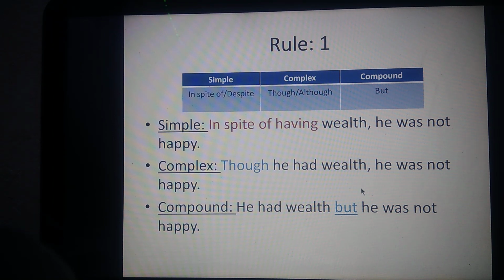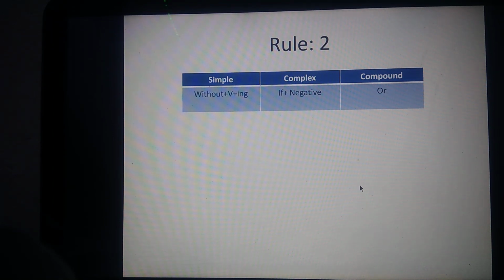Let us now move on to rule 2. You see in this rule, in a simple sentence, we use without plus verb plus ing, which converts to if plus negative. If plus negative means normally in this rule we use if plus do not or does not or did not. And in compound, the first part of the sentence is normally an imperative sentence and the second one is an assertive one.